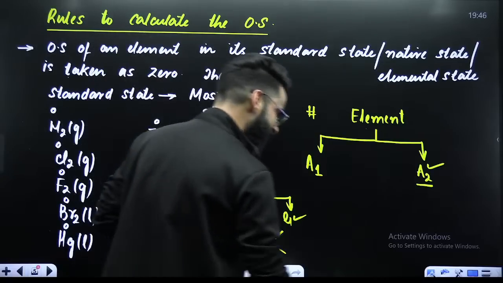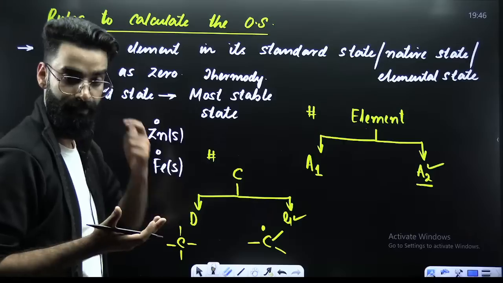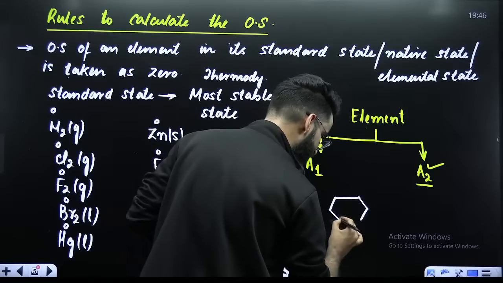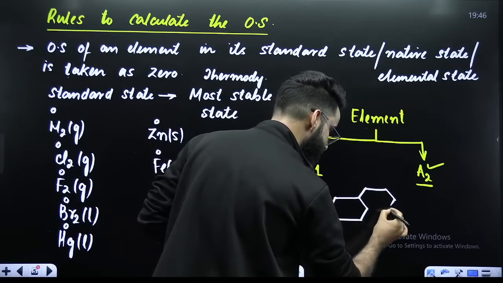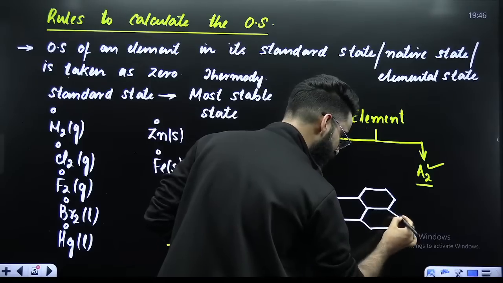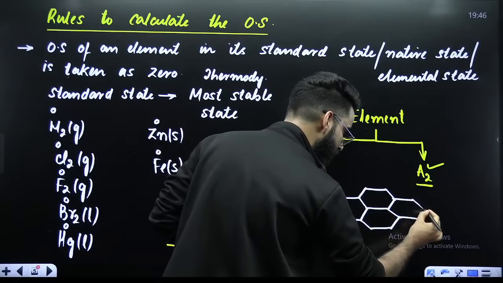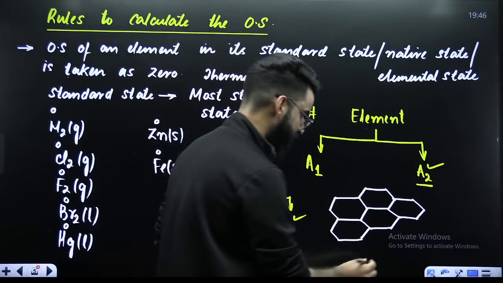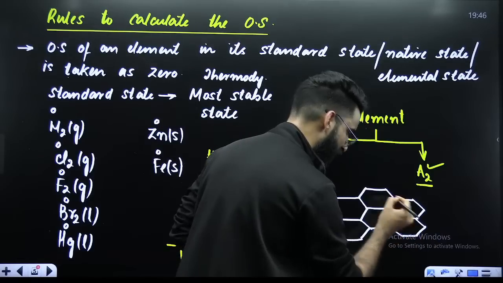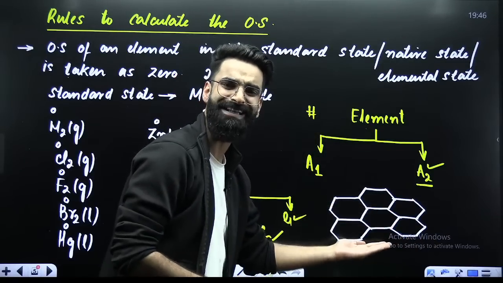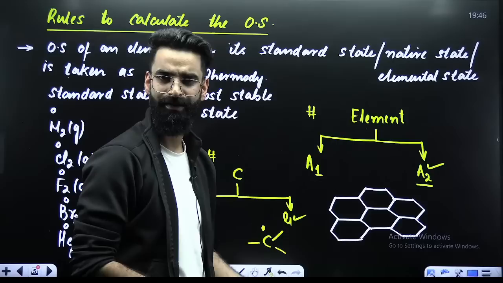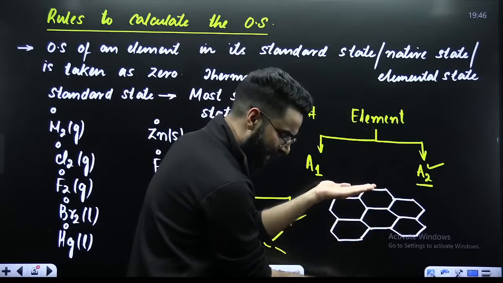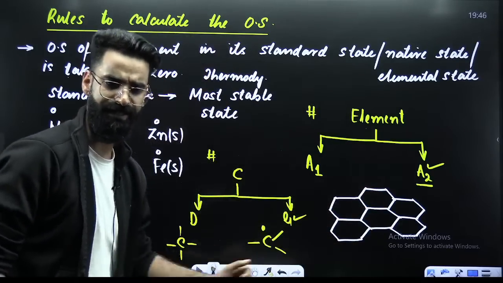If I talk about graphite, graphite has got a layered structure like this. I'm making one layer over here. This is, for example, one of the layers of graphite. Just down this layer, there will be one more layer. Down that layer, there will be one more layer. Graphite has got a layered structure, with a lot of layers.